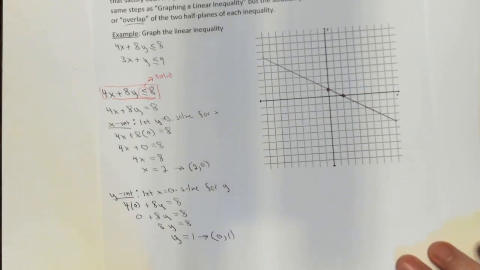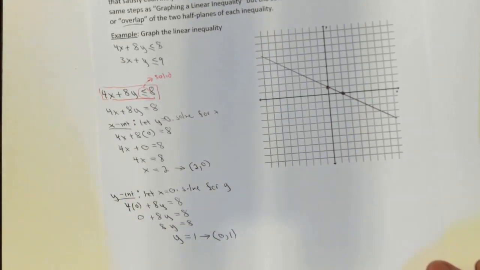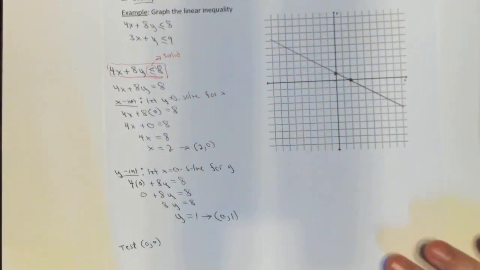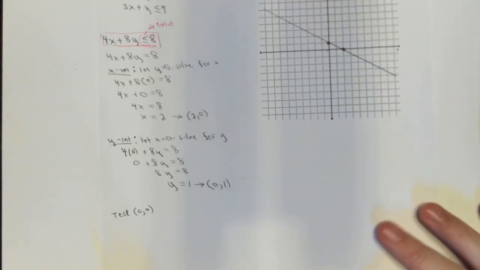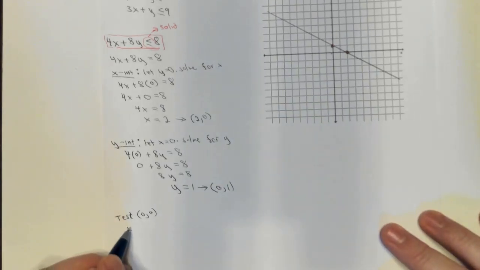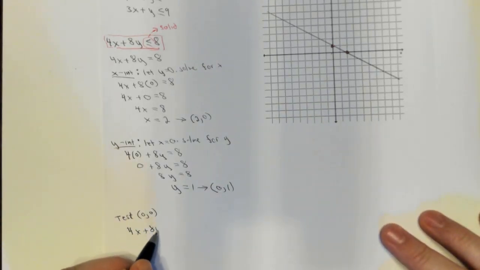All right, before I move to the next inequality, I have to test a point. Again, I always test 0, 0 because it's not on the line, generally. If it is, you can't test it. But it's not, so I'm going to test 0, 0. 4x plus 8y is less than or equal to 8. I'm going to plug it into that.